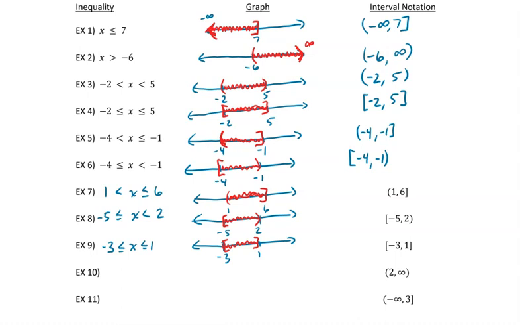All right, moving on to number 10. So number 10 does have an infinity this time. So it's not going to be one of those where x is sandwiched in the middle. So let's go ahead and do the graph and see what this is going to look like. So we have 2, and it says it goes from 2 to positive infinity out to the right, with a parentheses on the 2.